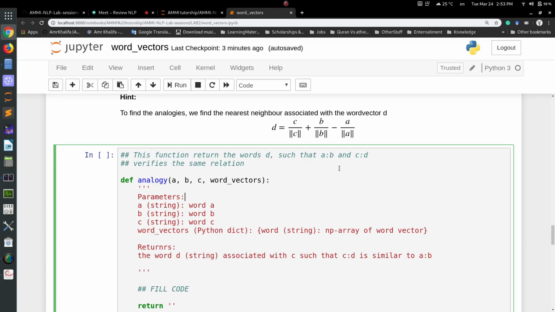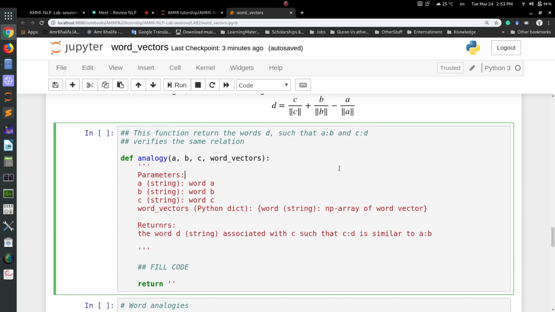So the word vector that we're going to find, we will get it using the equation we used before, and remember, it should be normalized. So we should divide the word vector by the length of the word vector, by the norm of that word vector, and then we'll use the same formula we've seen before to find the word vector, and then we'll get the nearest neighbor to this vector.